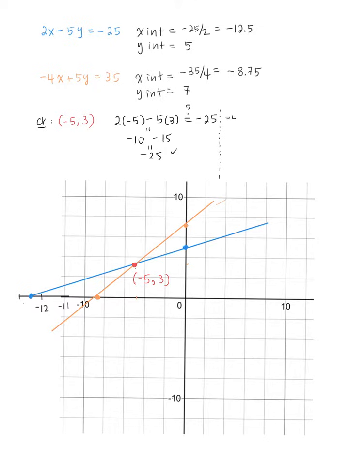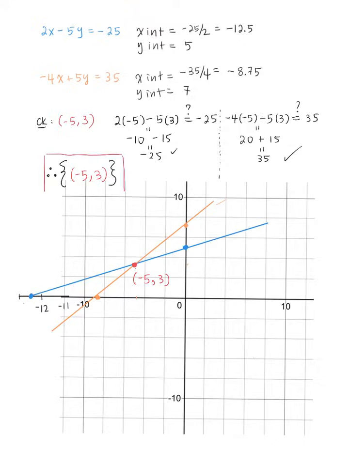Okay, so you're going to have negative 4 times negative 5 plus 5 times 3. Is that going to give us 35? So here you're going to have 20 plus 15. Booyah. 35. Yes, yay. So we graphed it right. So therefore, let's not forget to write down our final answer. The solution set, this curly bracket reads as the solution set, is negative 5, 3. So this is going to be our final answer.